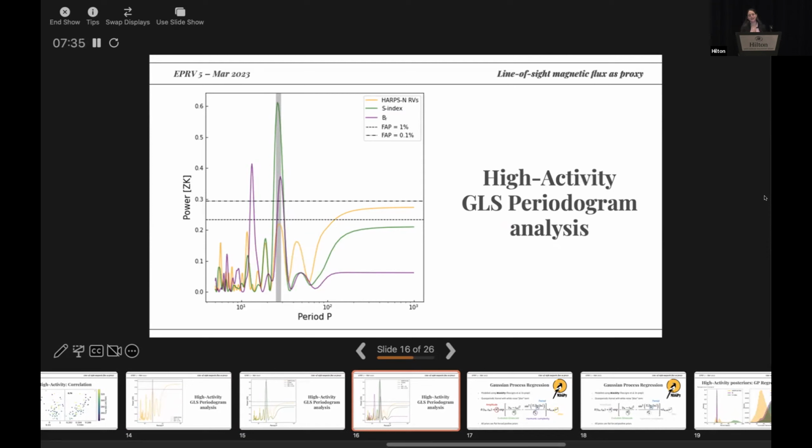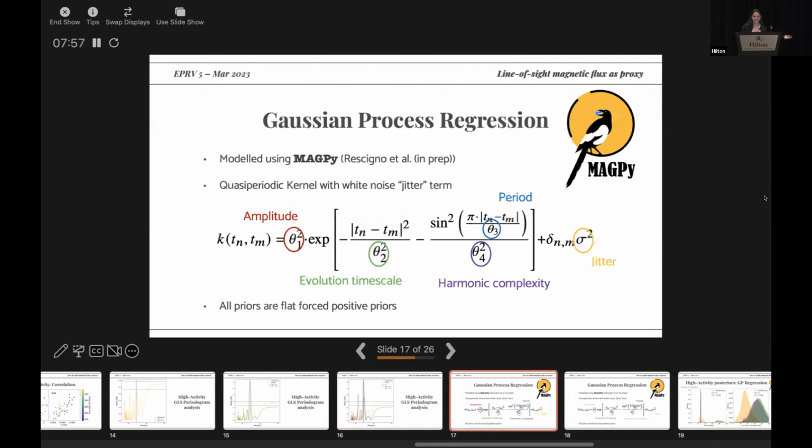At low activity, the S index really does not behave as well as we are hoping. So let's try and see if the magnetic flux, the polarized magnetic flux, can help us in all the different regimes. And at the start, I mentioned we need to get a bit more creative than a simple correlation and things of the sort. My way of getting creative is Gaussian process regression.